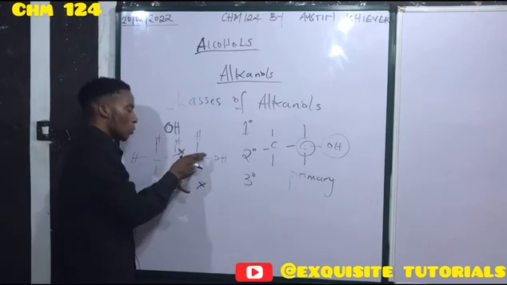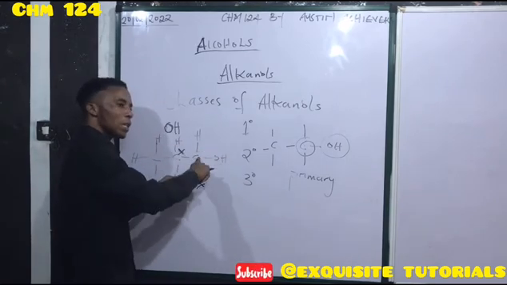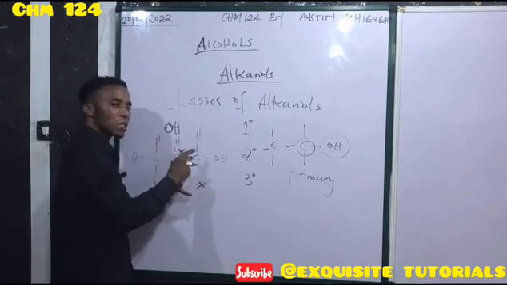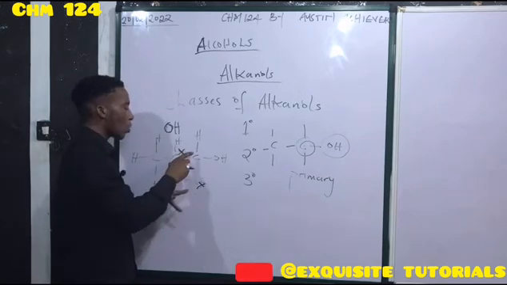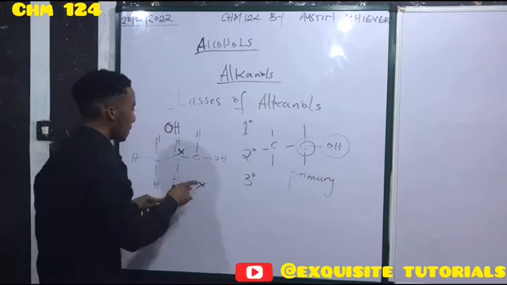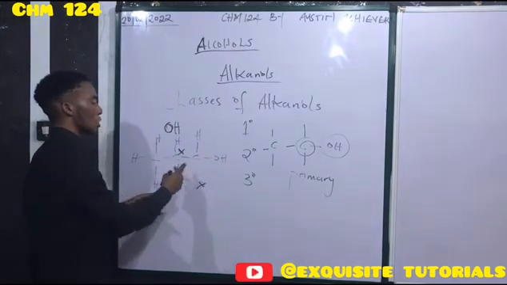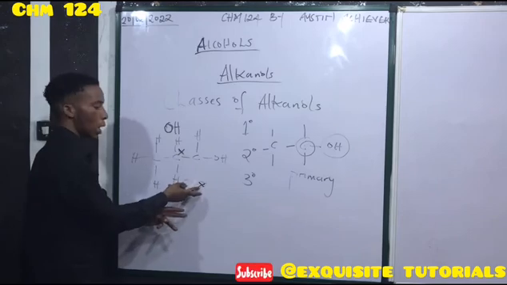The carbon atoms attached to the main carbon atom to which the hydroxy group is attached determine the class of the alkanol. I call this a secondary alkanol because the carbon bearing the hydroxy group is attached to two other carbon atoms.